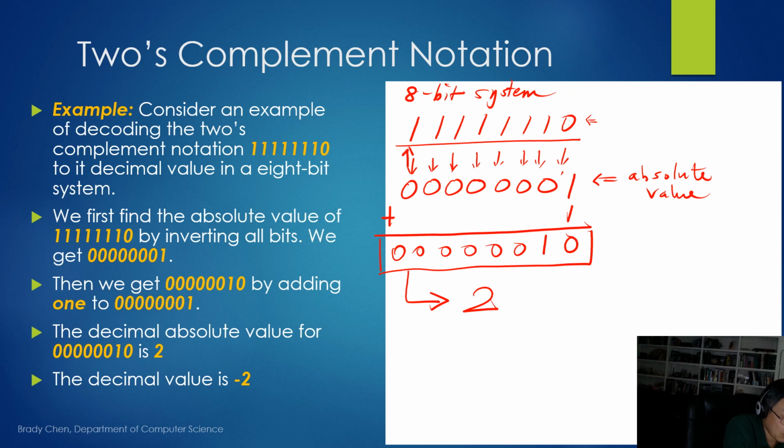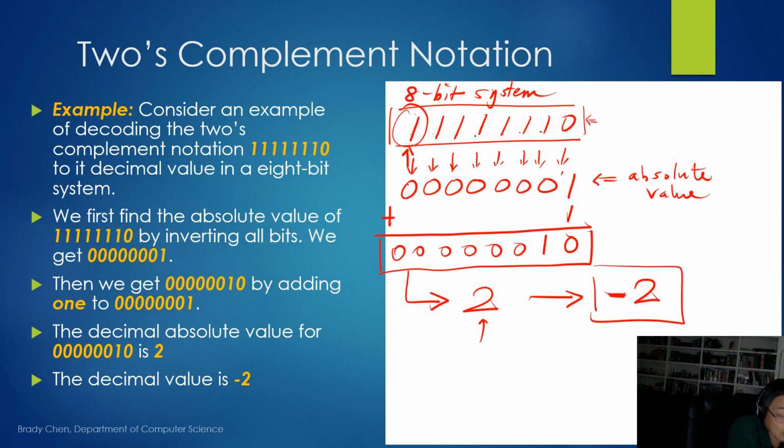Now, what is the decimal value? Minus 2, right? Because the absolute value is 2. However, we know by checking the most significant bit that it is a negative number, so we need to add a negative sign. So basically, the two's complement notation 1111 1110 is actually negative 2.